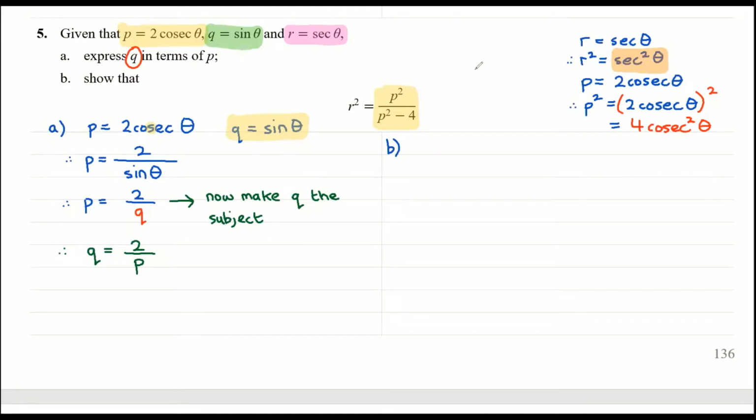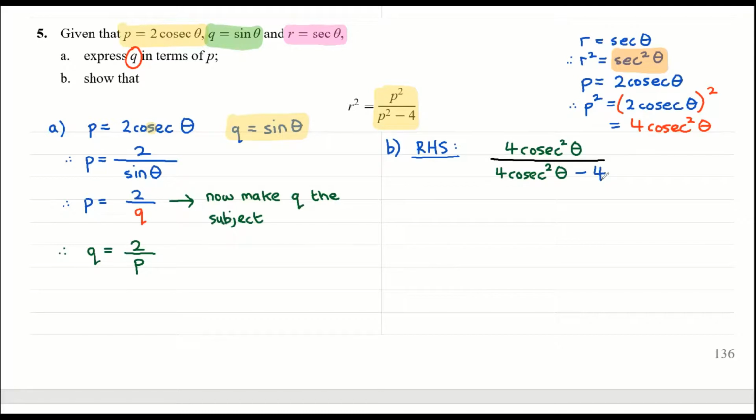So if we start with the right-hand side, I know it's not an identity, but it's a show that. So let's start with the right-hand side. We've got p squared in the numerator. So we've got 4 cosec squared theta in the numerator over the same thing. So that's going to be 4 cosec squared theta. Okay, that's my p squared, and then I've got to subtract 4.